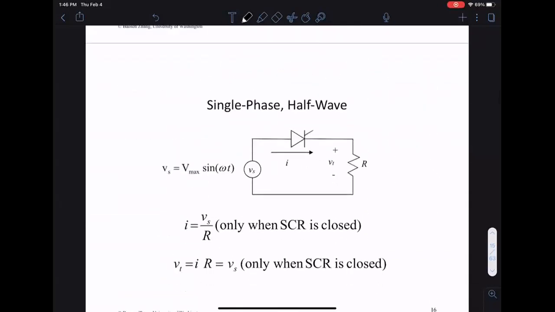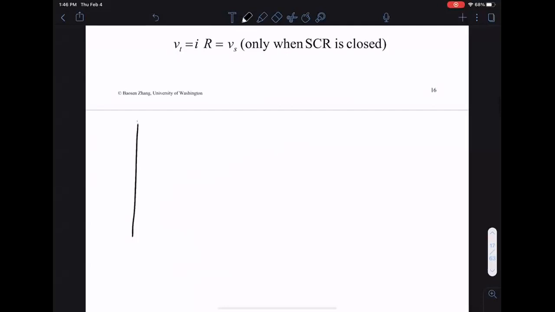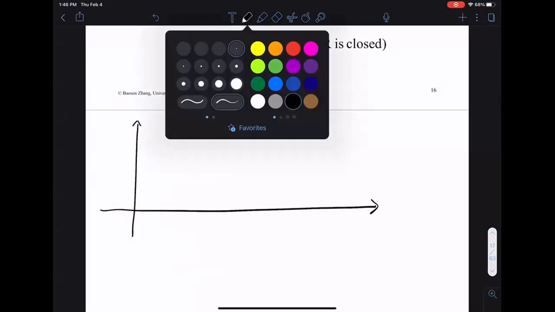The easiest converter we have is, of course, the half wave converter. We have a sine wave. We pass it through an SCR, and I allow about half the waves to pass through. I allow half the waves to go through. So let's draw this out, as if I have an SCR, the circuit and the input waveform.